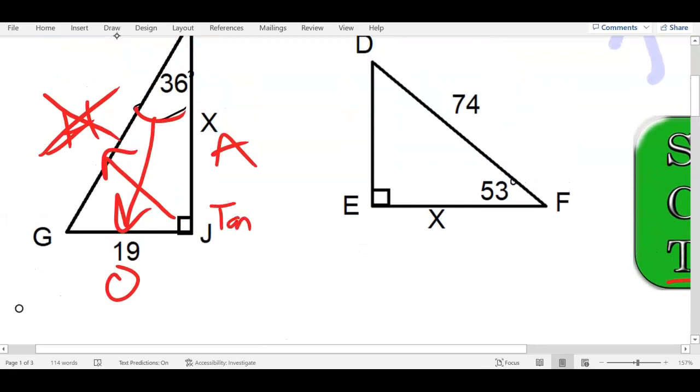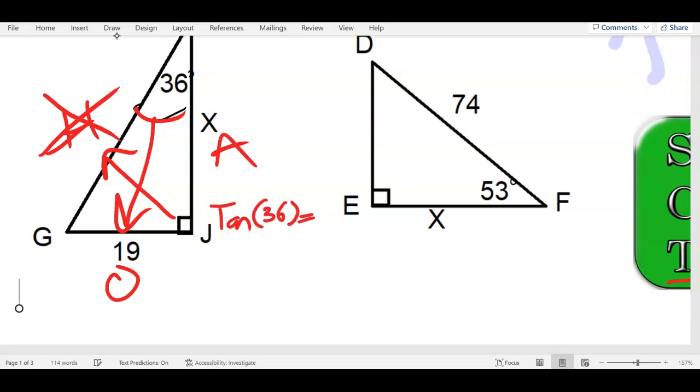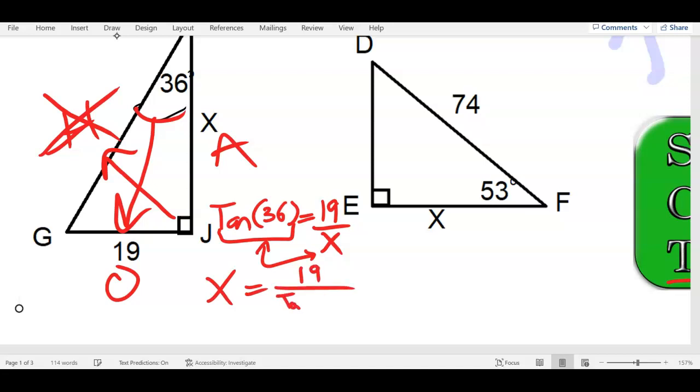Tan, what's the angle? So it's always trig, then the angle, equals, and then O over A, which is what over what? 19 over X. X is not always on top, right? What do we do when X is on the bottom? Switcheroo, you take the left side right here and the X on the bottom in the denominator, and you switch places. So now X is on the left, equals 19 stays on top, tan 36 on the bottom.